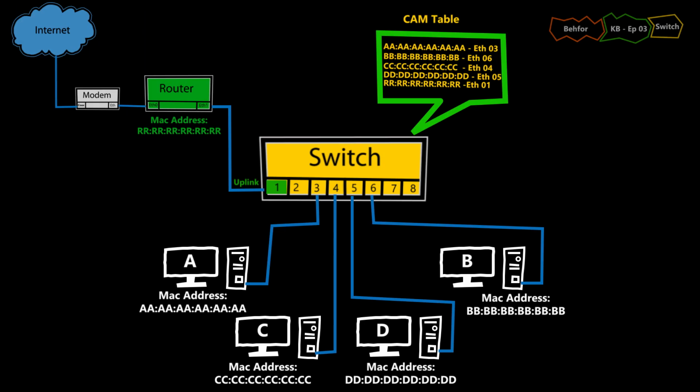So this is basically how a switch can connect different wired devices in a network. And as you saw, it only used their MAC addresses and not their IP addresses.